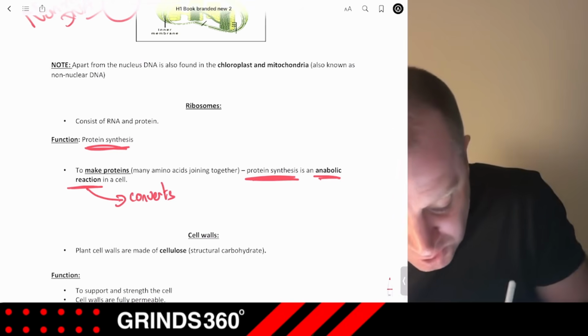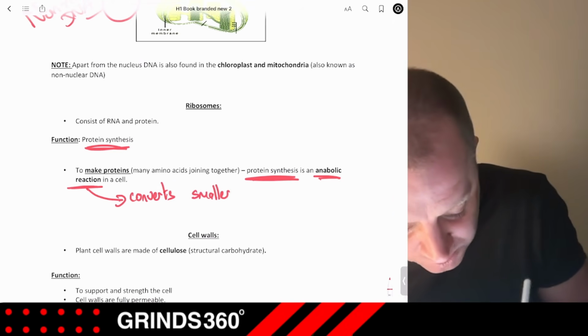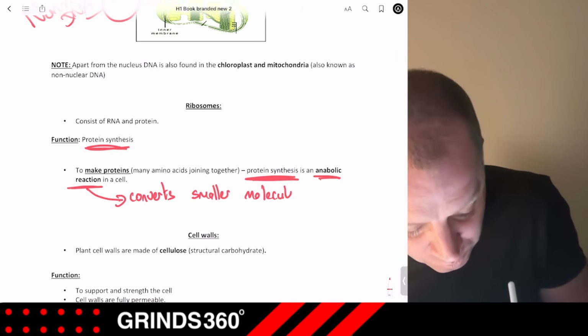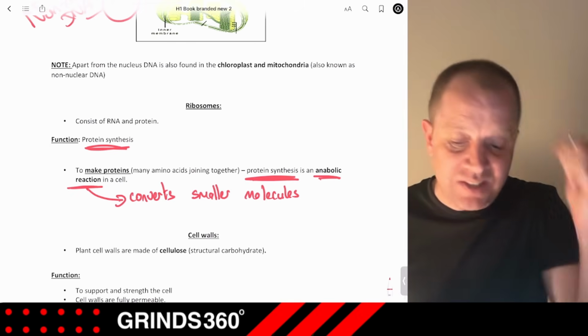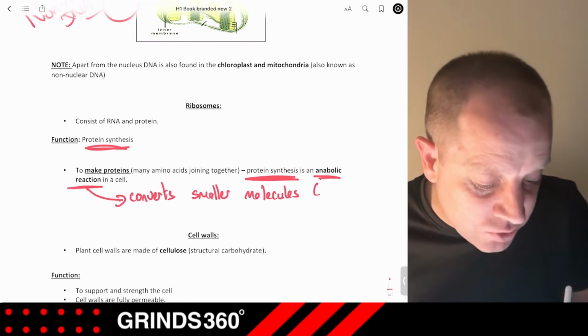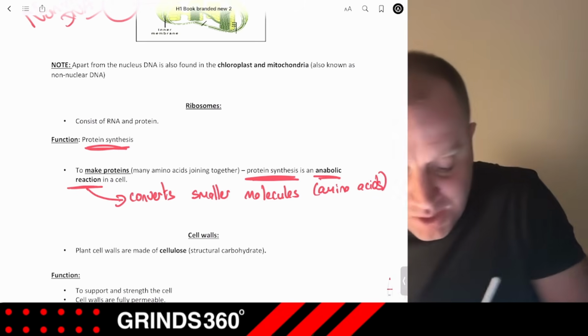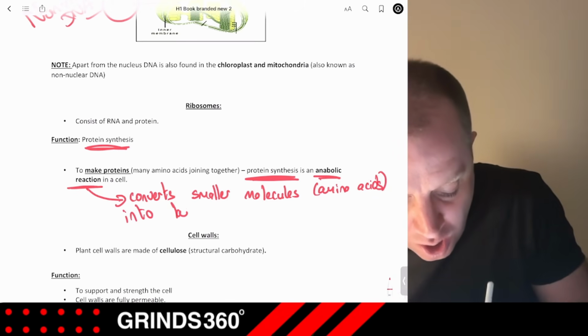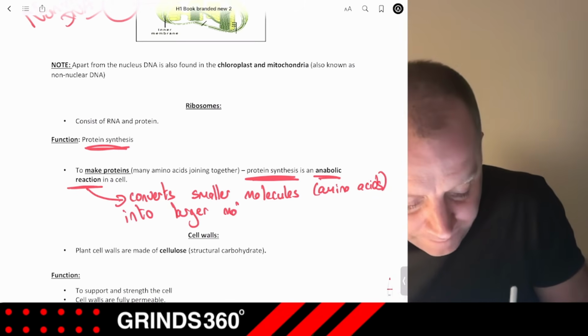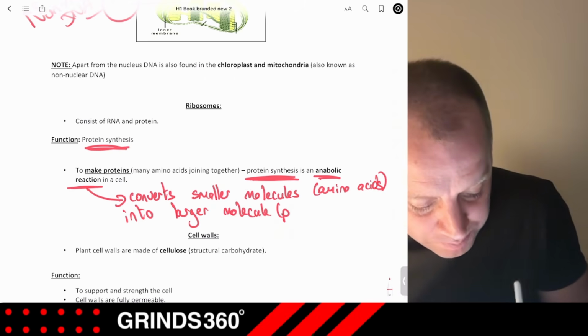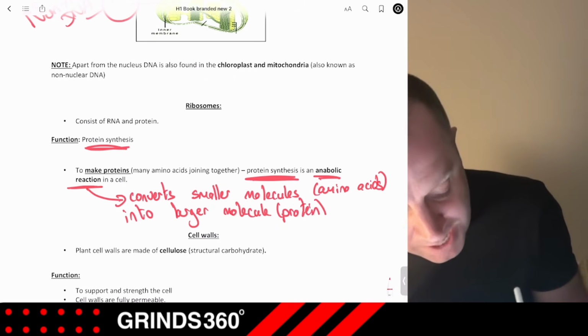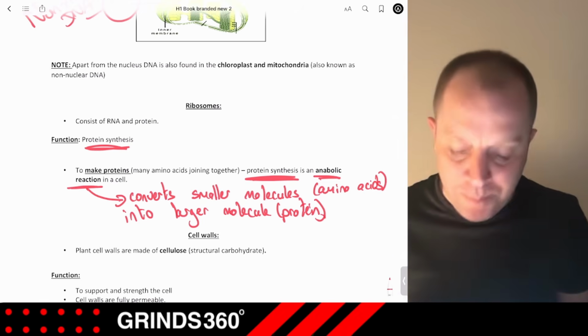It converts smaller molecules. This is why it's an anabolic reaction. Protein synthesis is an anabolic reaction because it converts smaller molecules called amino acids, because they're the basic units of protein, into larger molecules. And the larger molecule is, of course, called a protein. So that's why that is an anabolic reaction.